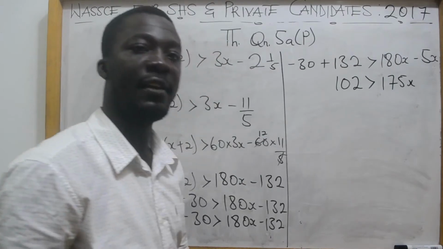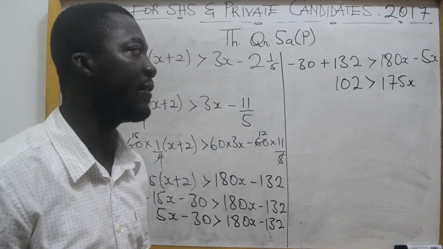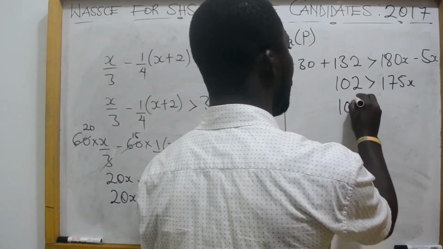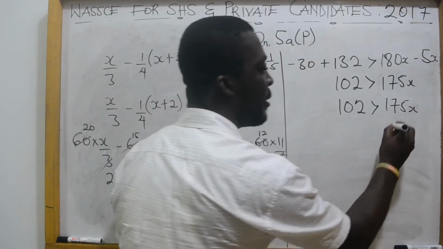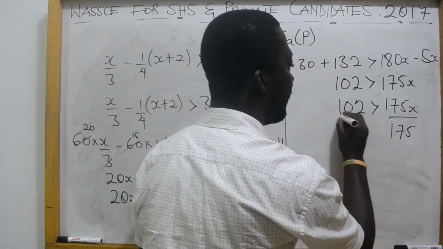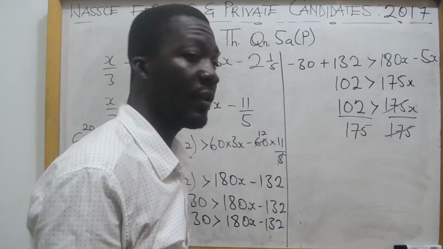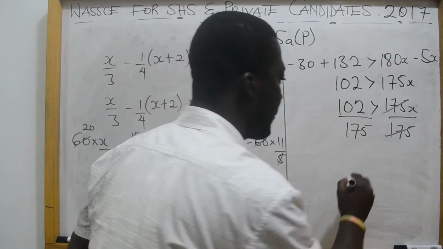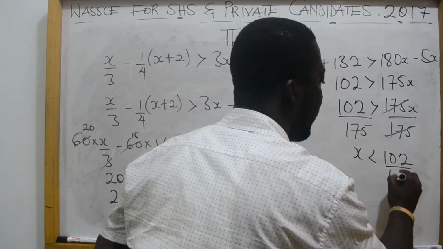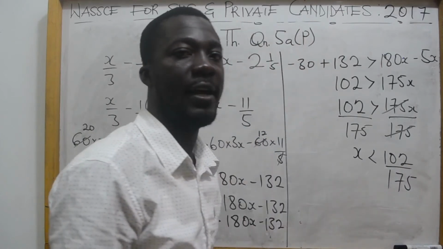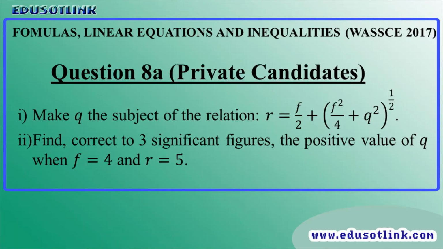175x. To find the value of x, we divide both sides by 175. And you're going to get 102 is greater than 175x divided by 175. 175 will cancel out. Then the value of x is less than 102 divided by 175.